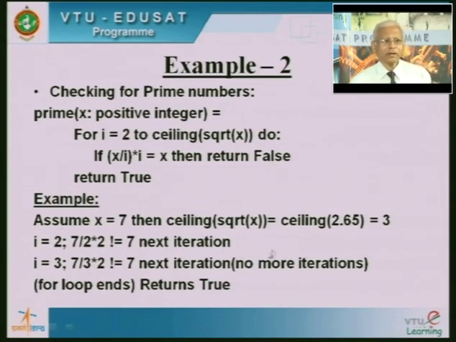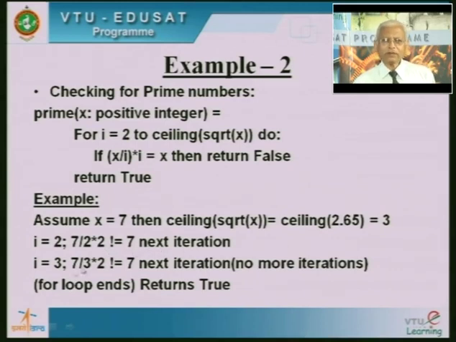For example, if you take x equal to 7, then the square root of 7 is 2.65. The ceiling of that is the higher integer value. This is a float number, and the higher integer value is 3. Then what you do, in the first iteration, i equal to 2, 7 by 2 is 3, into 2 is 6, it is not equal to 7.